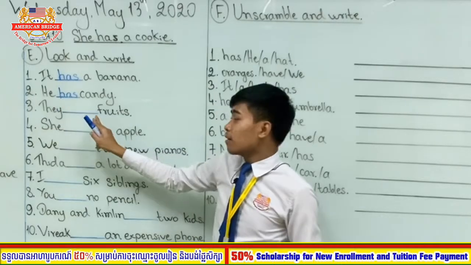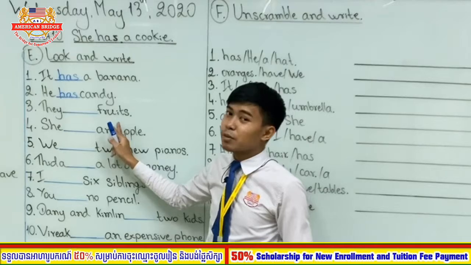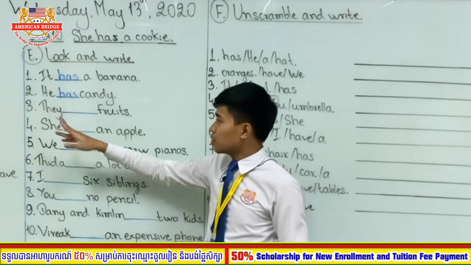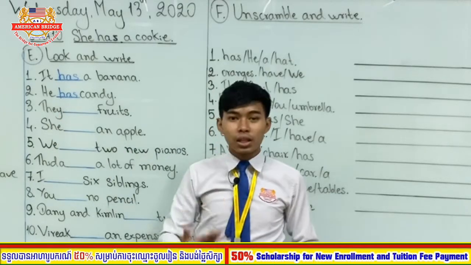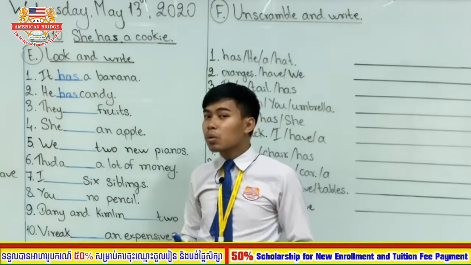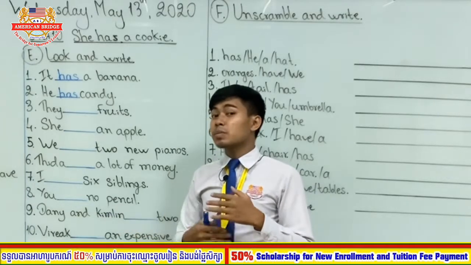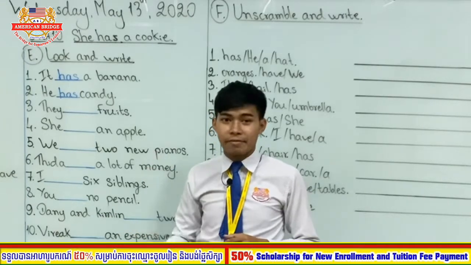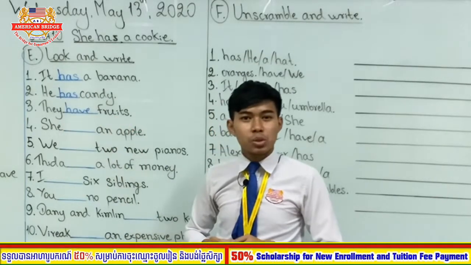Okay, so now let's go to number 3. They blank fruits. So what is your answer? Do they have or they has? So they here is singular or plural? They is plural, right? So they, it means there are a lot of people. So when it is plural, we have to use with have. H-A-V-E. They have fruits.